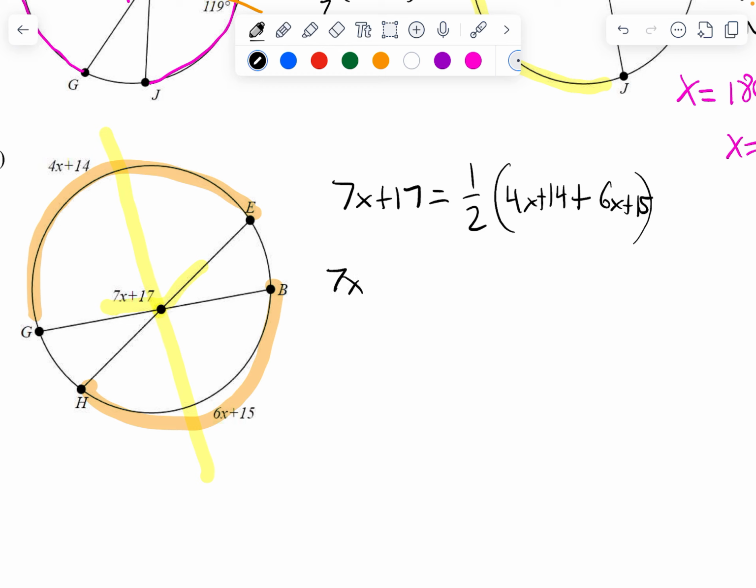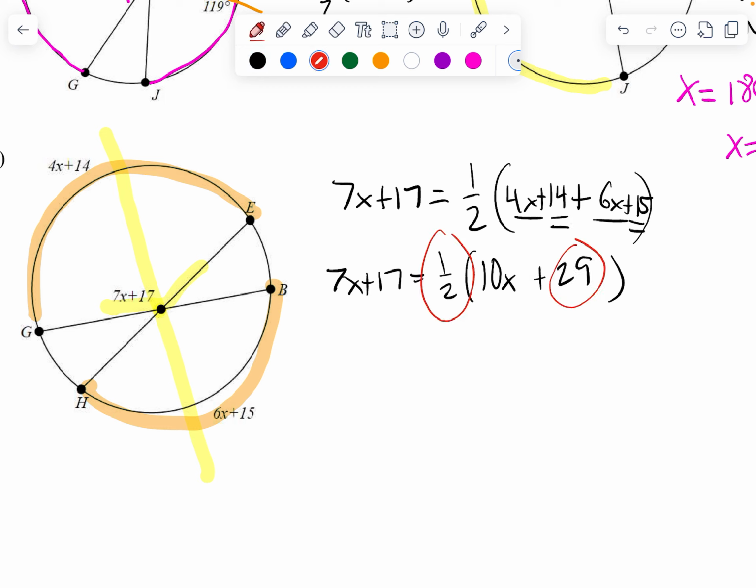So 7x plus 17 equals 1/2. Combine like terms, combine your x's. So we have 10x plus, combine numbers, 29. Now between you and me, I don't like taking half of odd numbers. That's kind of a pain. So I'm going to multiply both sides by 2. So that simplifies to 1.